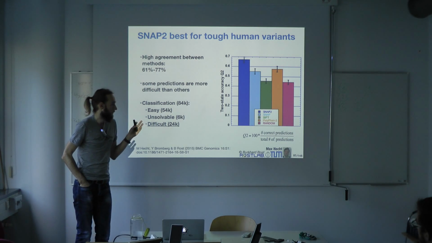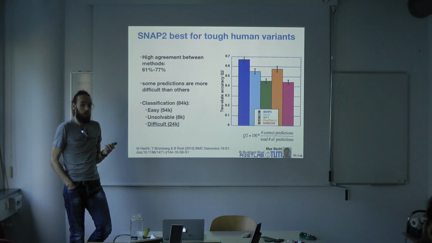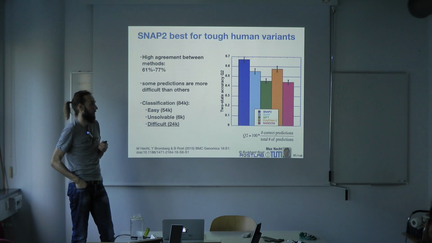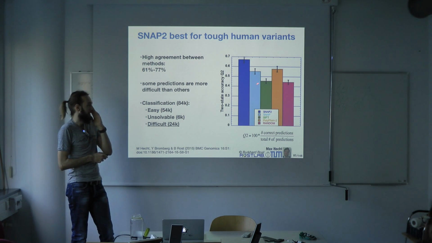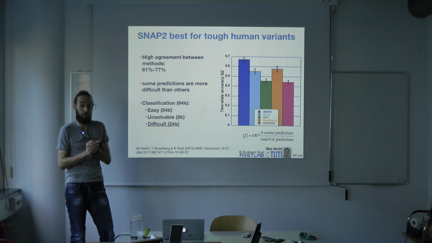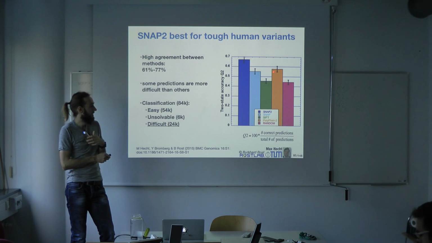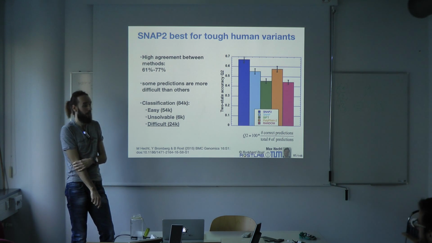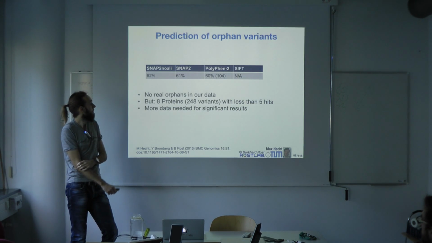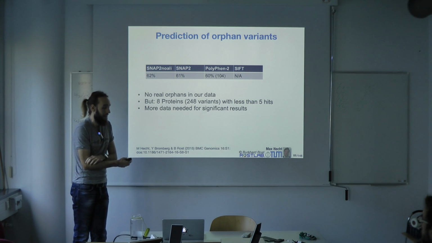Again, same idea as before, looking only at variants where the other methods don't agree, which are apparently not that easy to predict. Again, Snap 2 tends to perform pretty well here. Before, Polyphen dropped a lot in this comparison. This is now Polyphen 2, which is better, which is apparently also more stable. So it's now clearly better than random, but still Snap is the best method here, so it does really well on difficult variants.